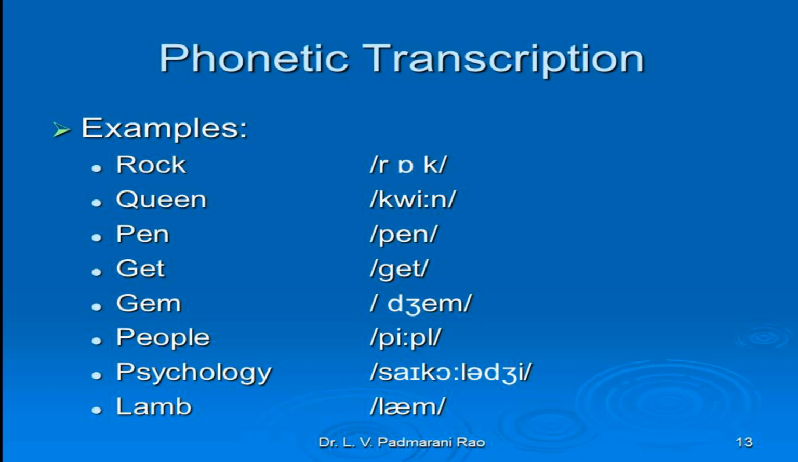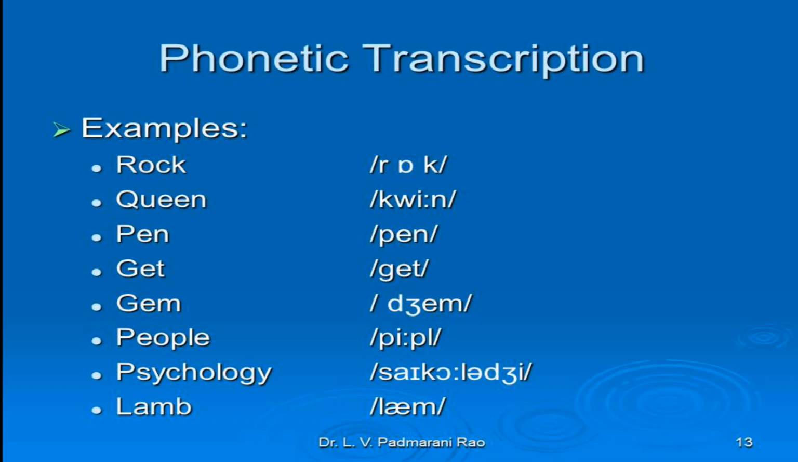Sometimes it could be the same as you write, like PEN, the pronunciation is pen, P sound, E sound, N sound. GET, the pronunciation is get, G sound, E sound, T sound. GEM, look here, it is not gem with a G, it is gem with a J. J is a sound in English, and the representation over there you could see is D and J combination, E sound and M sound. Look for the next example, PEOPLE. P sound, EO is pronounced as E, PLE is pronounced as P sound and L sound. So people.